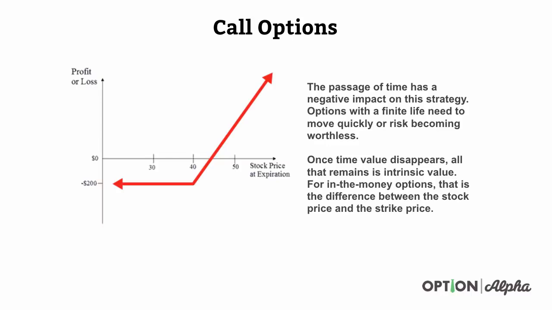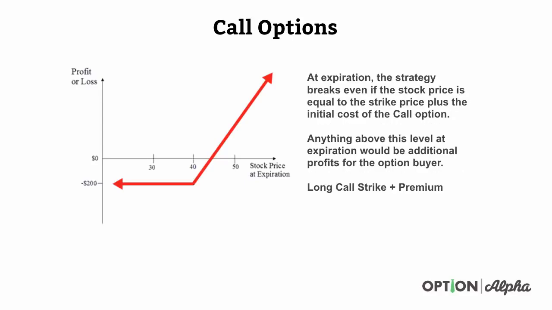For out-of-the-money options, they're going to be out of the money. So if the stock ends at $30 a share and the strike price is $40, then in this case, the call option has no value and the options contract basically expires worthless. The option buyer loses their money. The option seller keeps the entire $200 premium as a credit.